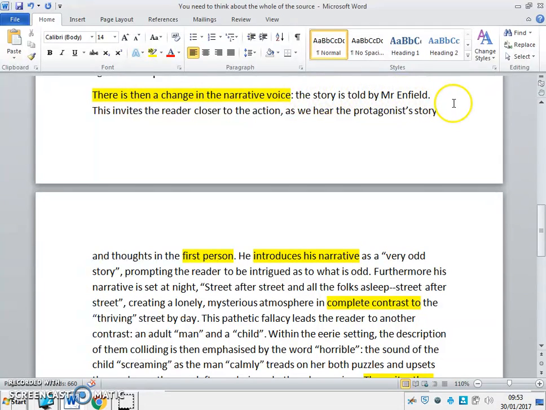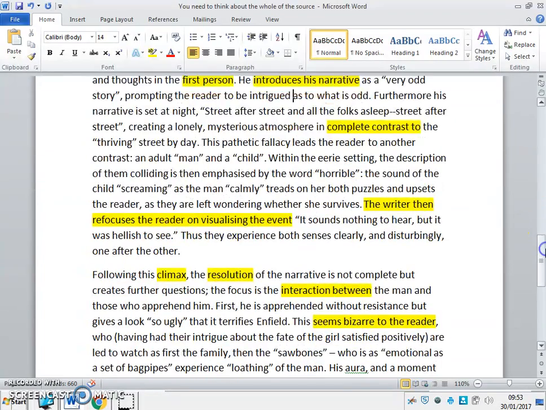The story is told by Mr. Enfield. This invites the reader closer to the action as we hear the protagonist's story and thoughts in the first person. Okay, some more technical language there, first person. He introduces his narrative as a very odd story, prompting the reader to be intrigued. Again, never a paragraph where I haven't said anything about intrigue, as to what is odd.